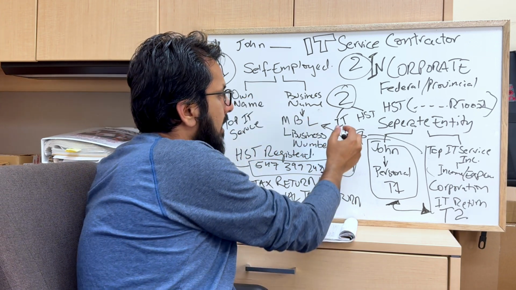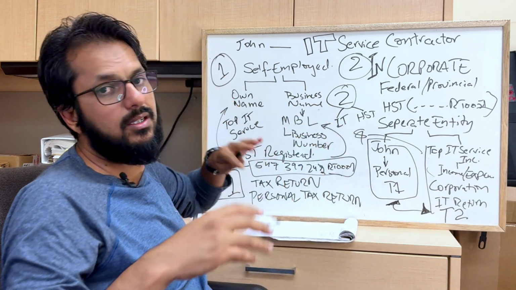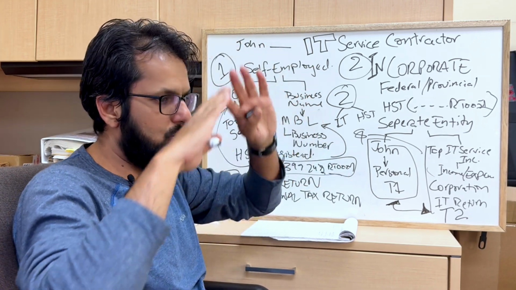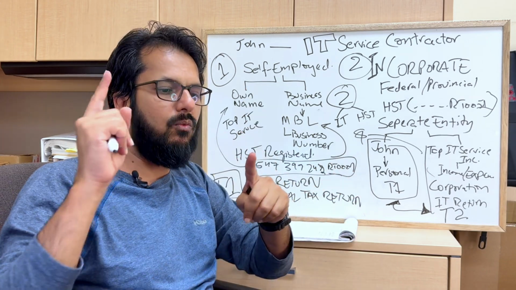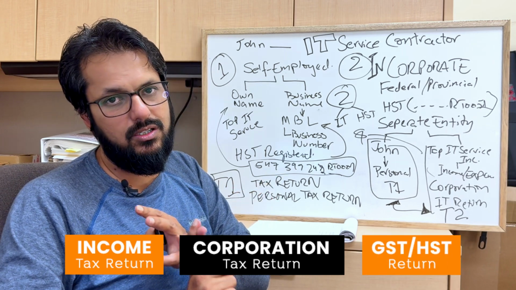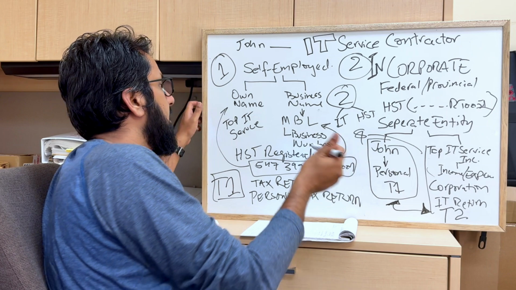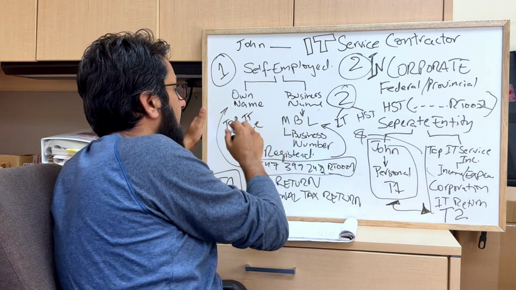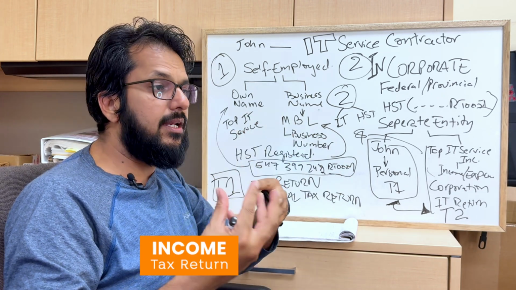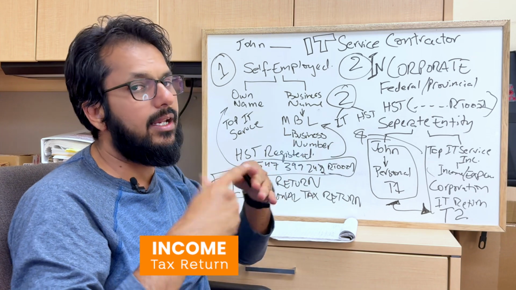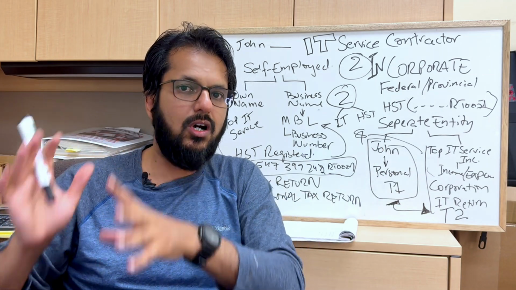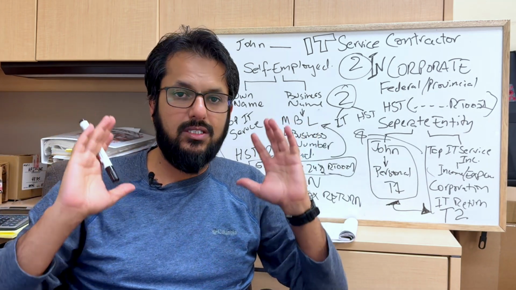The income tax return is going to be his personal as well as the corporation's, right? So if I try to make it very simple, the total number of returns he's taking care of is three: one income tax return for the corporation, a second income tax return for himself, and an HST or GST return. But in this scenario, the total was two: one income tax return for himself, which also carries information about his business income and expenses, and the second one is the HST or GST return. These are the structural options John would have to work as a contractor.